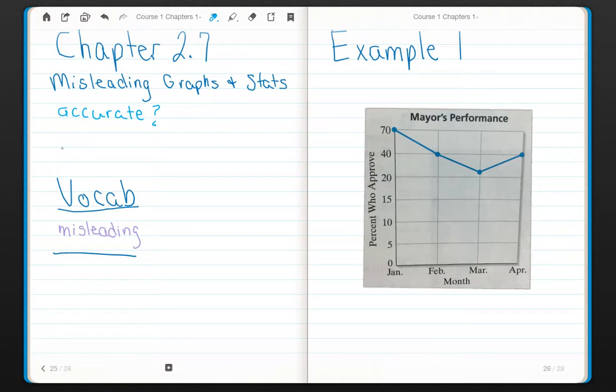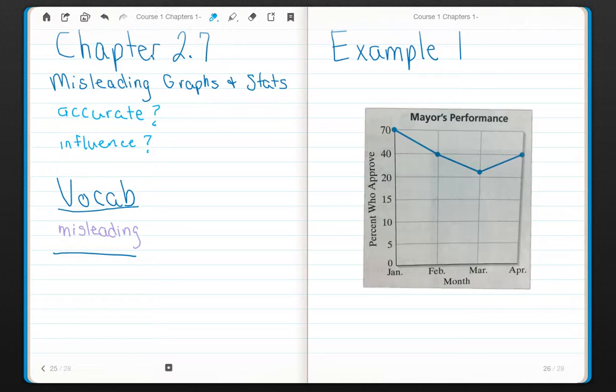The second question is, is it meant to influence you? Is the graph meant to make you think a certain way about the information? Does it want you to think that there was a big jump or a small decrease? Is it meant to influence you, or is it meant to just give you the information and let you make your own decisions? So let's take a look at example 1.